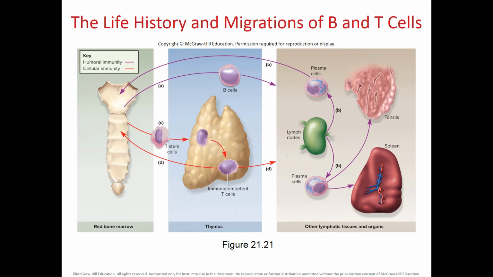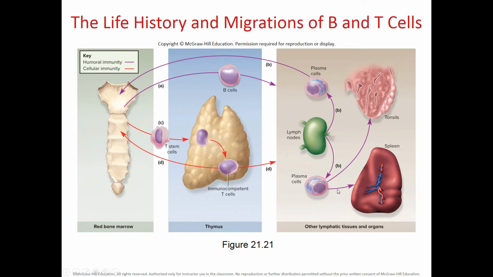So this shows you how these cells, the T and the B cells, are both produced in the bone marrow. But the B cells will mature in here, while the T stem cells will come into this thymus, where they will be trained, and then from there they will go into the circulatory system.